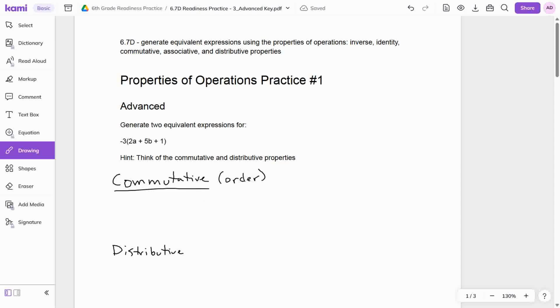We can change the order of factors when we're multiplying or adding, and we get the same answer, right? 3 plus 8 is the same as 8 plus 3, or 3 times 8 is the same as 8 times 3. So let's just do this. Let's keep our minus 3 on the outside here, and then let's just rearrange the addends in the middle, right? I've got a 2a plus 5b plus 1. I could do a 1 plus 2a plus 5b.